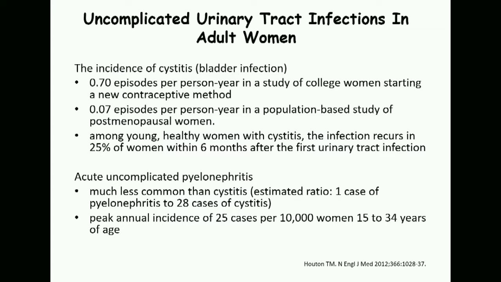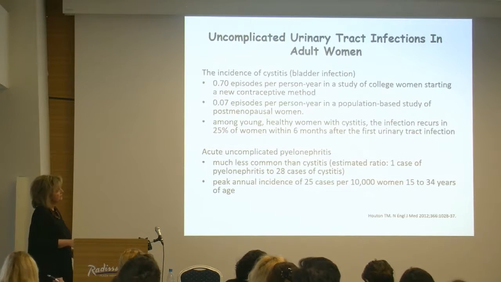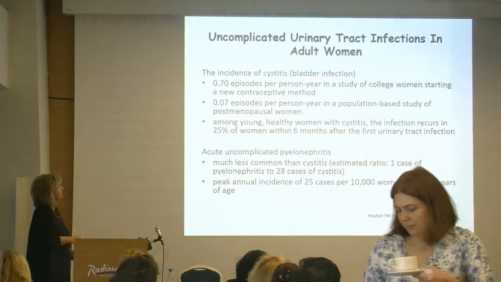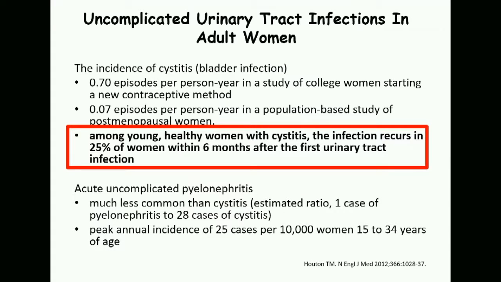And what is the topic of my talk today is this recurrence. And in young, healthy women with cystitis, the infection recurs in 25% of women in the first 6 months after the first UTI. So this is what we are speaking about in the first part of my talk. If you see that it's so often, and then also the recurrences are really a burden in the population, then of course we also have this acute uncomplicated.